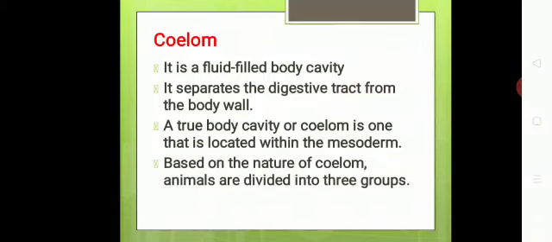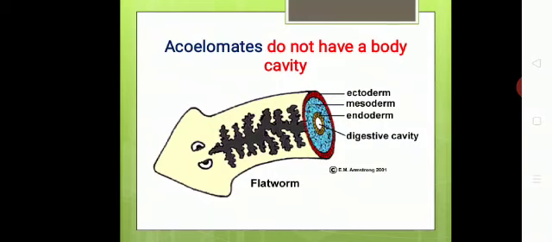Based on the nature of the coelom, animals are divided into three groups. First one is acoelom, that is, acoelomates. A means absent. They do not have a body cavity.